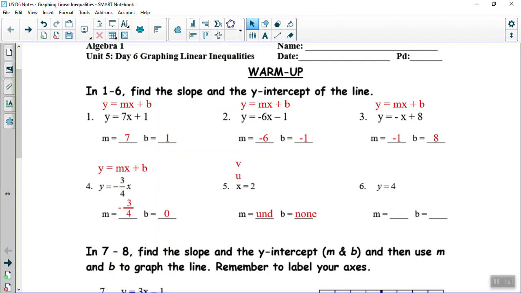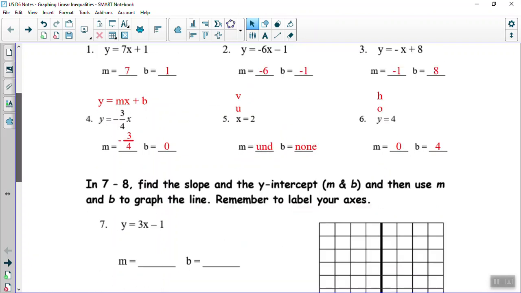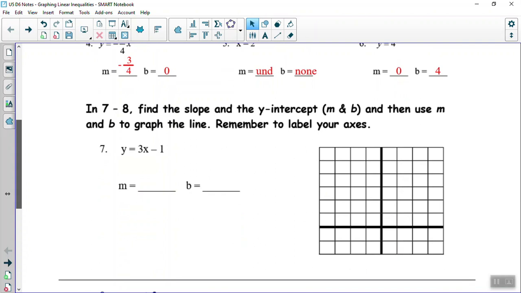Right? This one comes back to that y equals, but we don't have the x value. So in this case, we bring in our friend Hoy. In this case, our slope is 0, and since it's a horizontal line, it crosses the y-axis at 4. So my slope is 0, my y-intercept is 4. Alright, so now let's review how we graph an actual line.